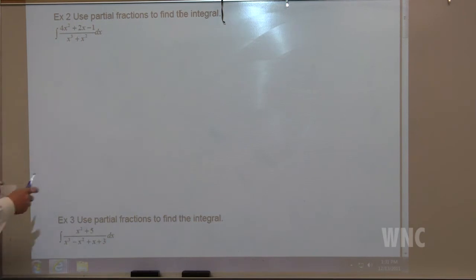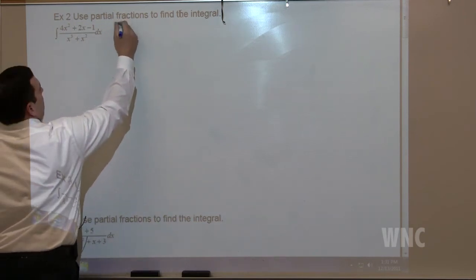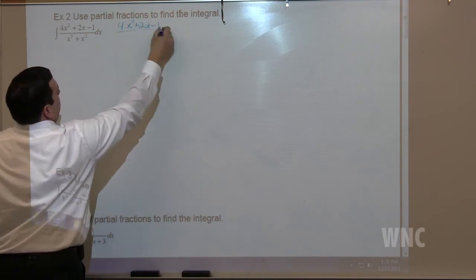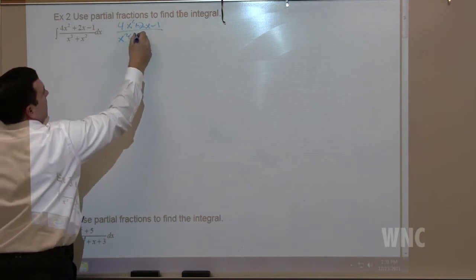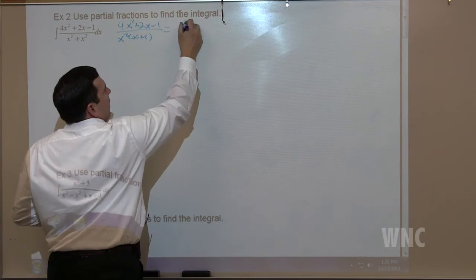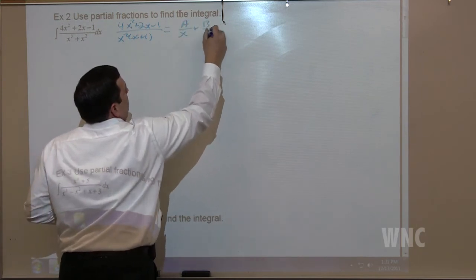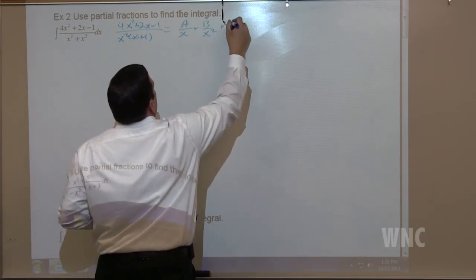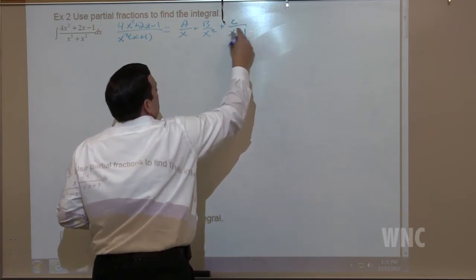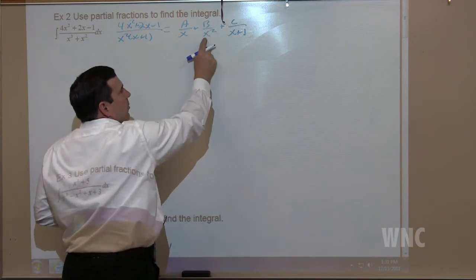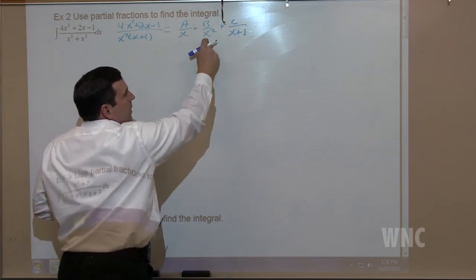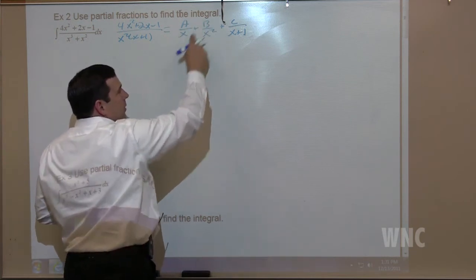Okay. We could factor this down, and we have 4x squared plus 2x minus 1 over, you can pull out the x squared, times x plus 1. This means, because of the x squared, we're going to have A over x plus B over x squared plus C over x plus 1. The reason it's B over x squared is because this is a repeated factor. It has multiplicity 2. So we have the first time, then the repeated time, but it's still linear.